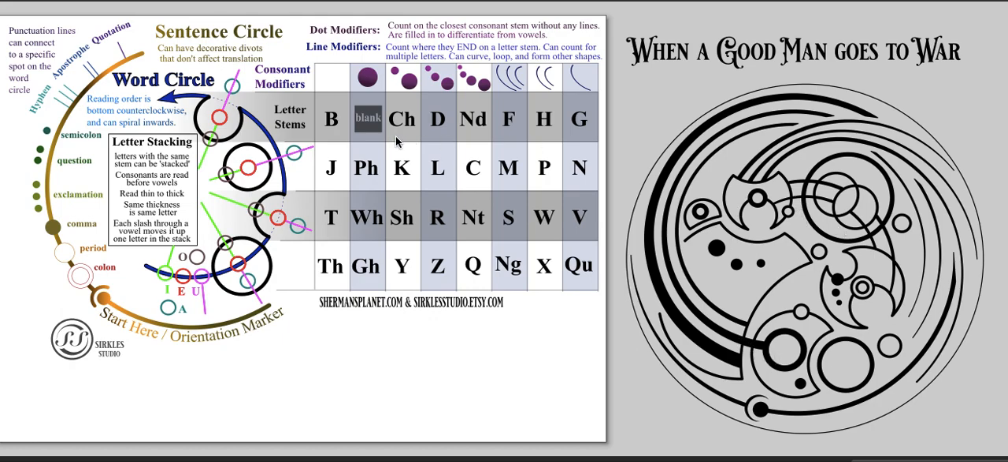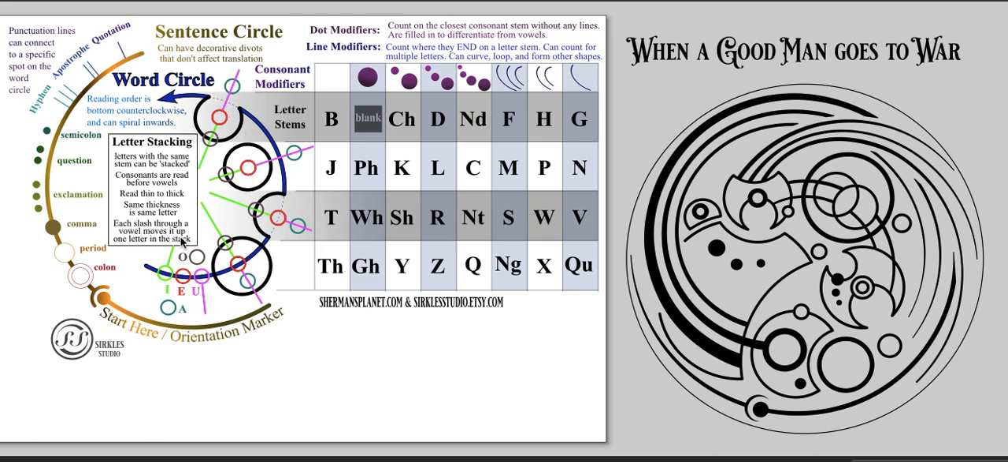It was done using this script originally developed by Loren Sherman back in 2011, and it uses a combination of these different modifiers, which are dots and lines, in conjunction with letter stems, which have these four base shapes: a deep divot, a circle inside the word circle, a shallow divot, and a circle on the line. And then vowels are these smaller circles, and they can be by themselves, like this, or attached to the consonants.